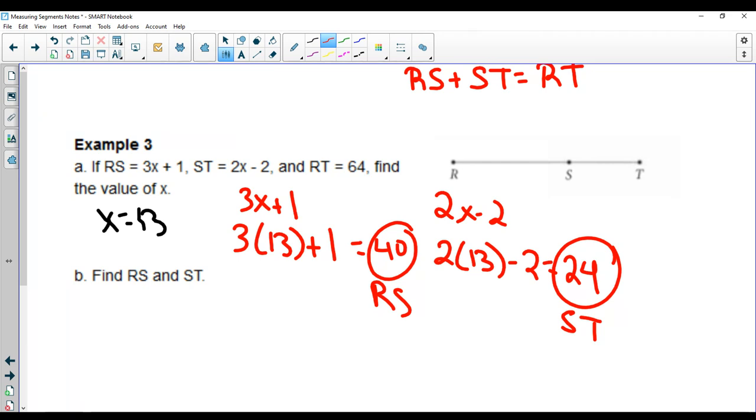Now, how do we know we're right on our answers? Well, remember, whatever we got for RS and add it with what we get for ST should equal RT. RT is 64. What's 40 plus 24? 64. So we know we did it right.